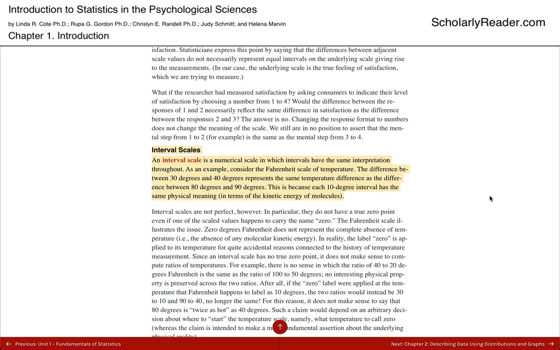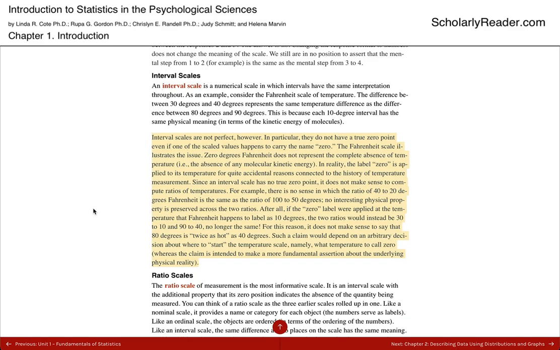Interval scales. An interval scale is a numerical scale in which intervals have the same interpretation throughout. As an example, consider the Fahrenheit scale of temperature. The difference between 30 degrees and 40 degrees represents the same temperature difference as the difference between 80 and 90 degrees. This is because each 10-degree interval has the same physical meaning in terms of the kinetic energy of molecules.